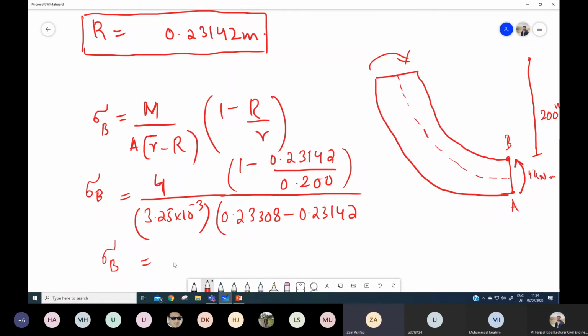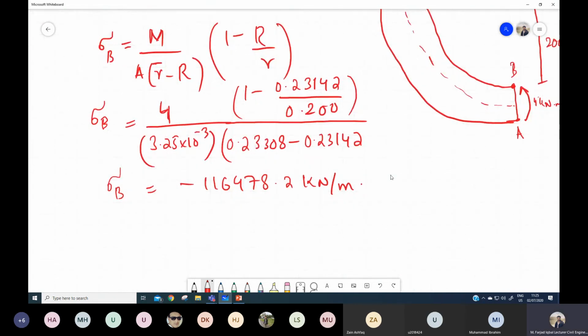Sir, minus 116478.2. Okay, so the units are kilonewton per meter square. If you want to convert it into newton per millimeter square, or into megapascal, what will you do?